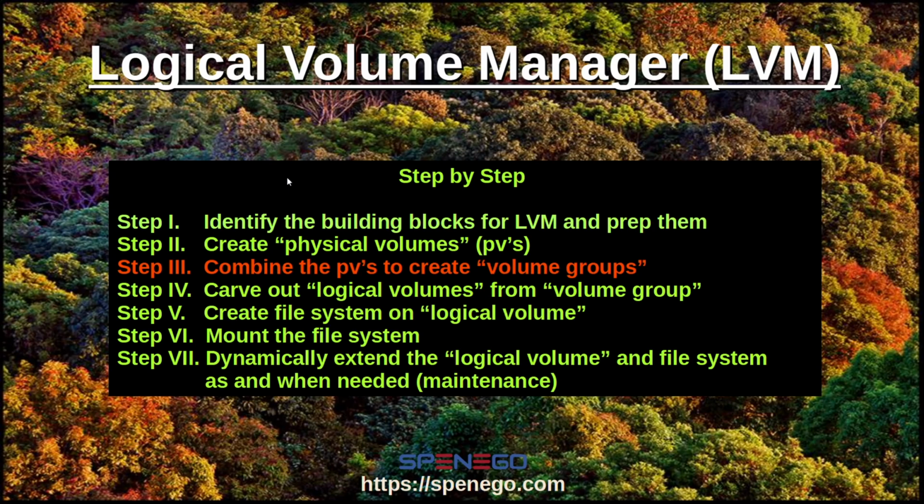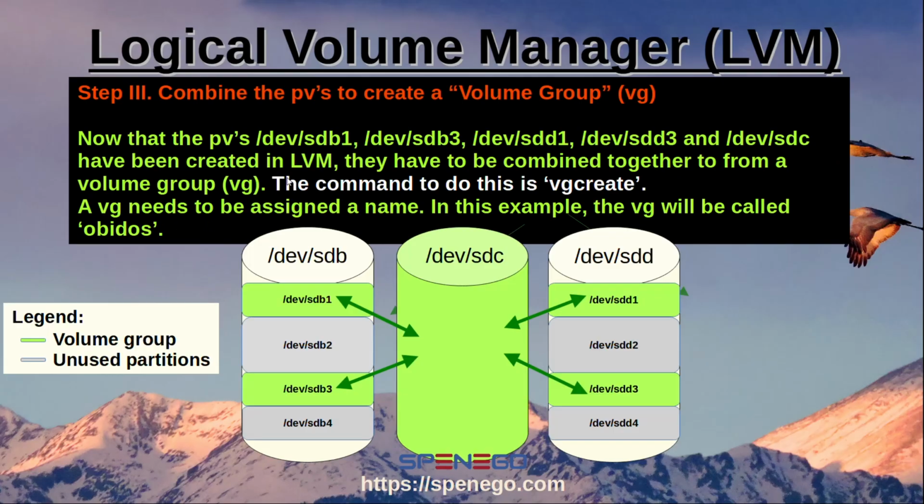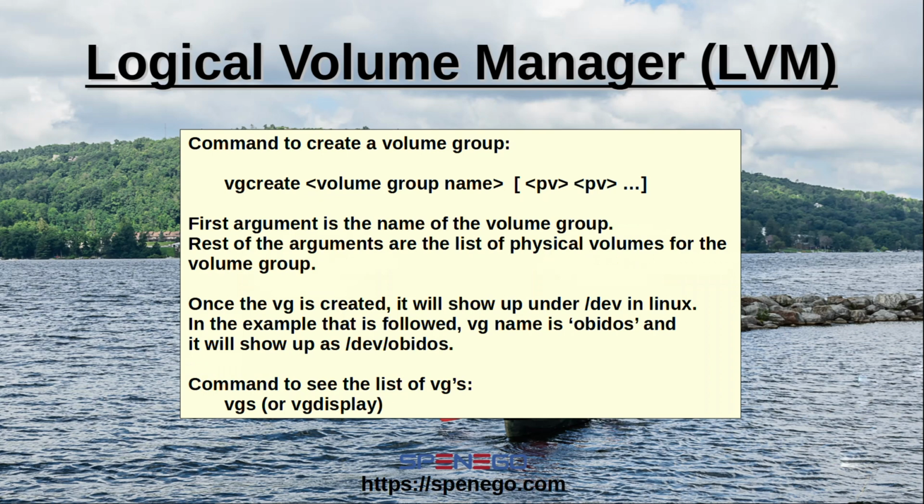Once the PVs are created, they can be combined to form a volume group, or VG for short. Every VG needs a name. In this example, the VG is called obidos. After creating a VG, it will show up under /dev. In this example, it will show up as /dev/obidos.